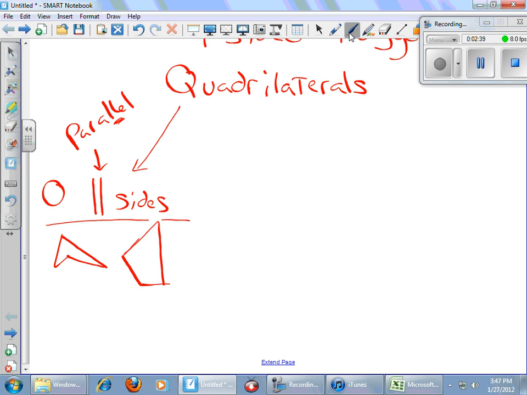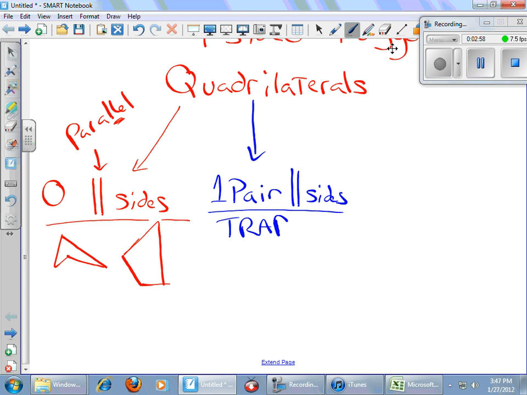Okay. Now, there's another type of quadrilateral. These type of quadrilaterals have one pair of parallel sides. And those have a special name. Those are called the trapezoids. Those are the trapezoids. If you have a quadrilateral with one pair of parallel sides, it is a trapezoid. Guaranteed. And some trapezoids will look like this.